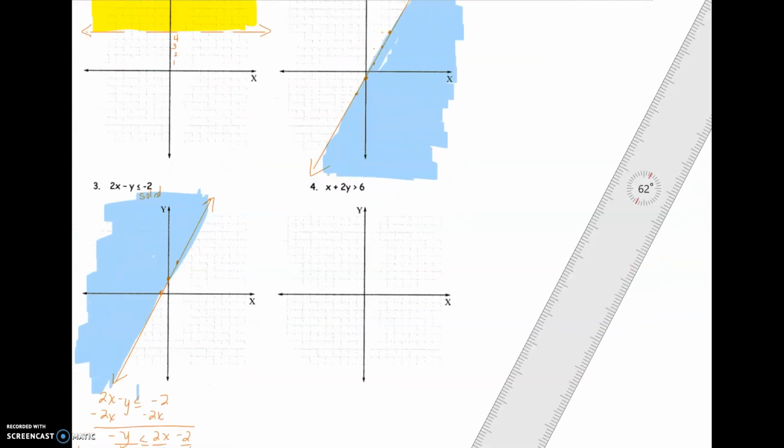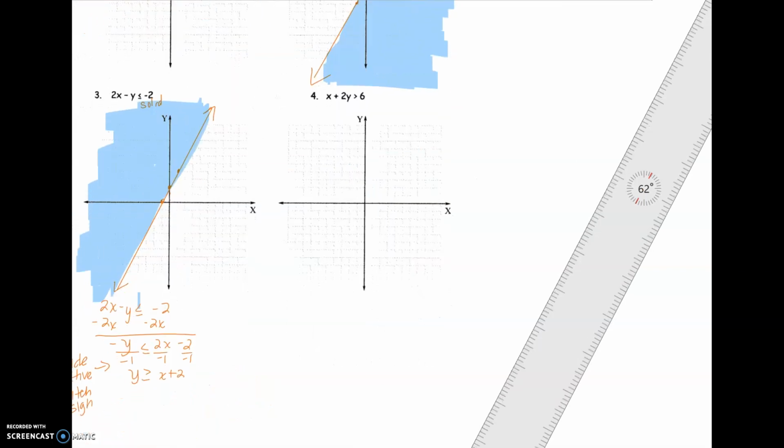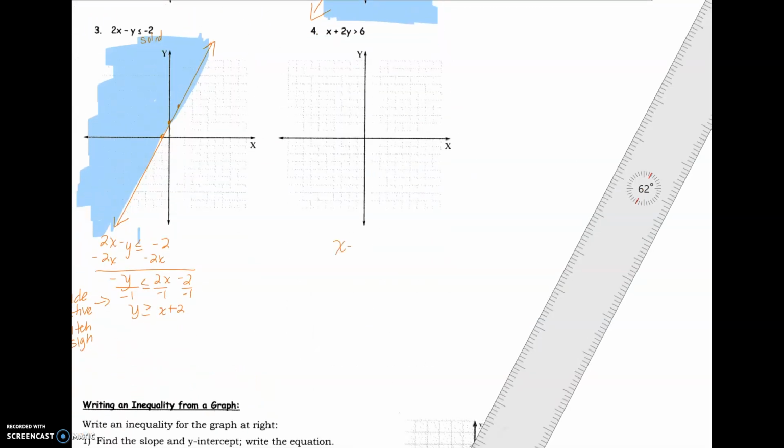Okay, number 4, x plus 2y is greater than 6. I'm going to leave the inequality symbol, but I'm going to solve in terms of y. So I get 2y is greater than negative x plus 6. I'm going to divide by 2. I'm going to get y is greater than negative 1/2 x plus 3. My slope is negative 1/2. My intercept is 3. Okay, so I go up 1, 2, 3.